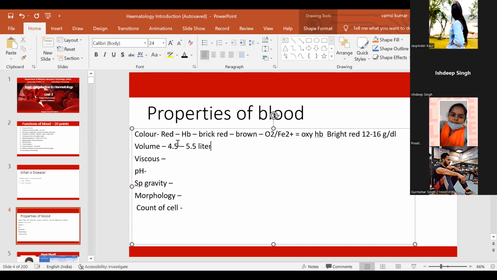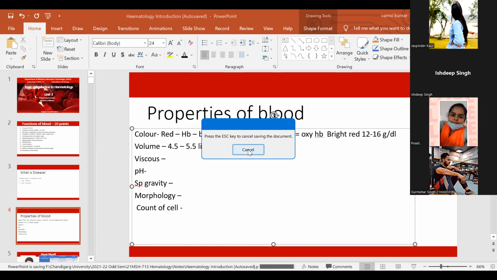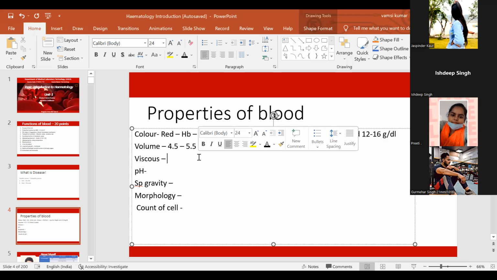Now students, what is the viscosity of blood? How will you justify this statement? Blood is a viscous fluid. How will you answer this one? Tell me how you will tell. Now listen, students. One important thing: blood is not a viscous fluid. I'm telling again, blood is not in a viscous state.